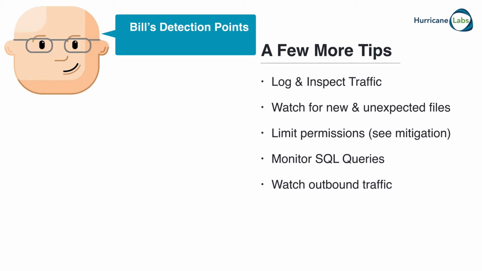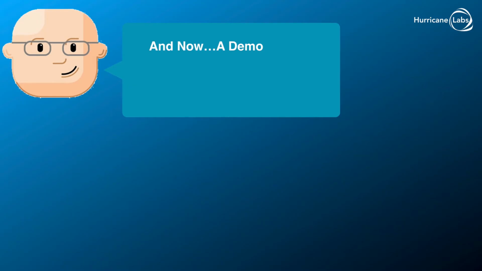And then finally, watch outbound traffic on your web server. The bad guy could be calling home to get more instructions. The shell could just be saying, hey, I'm here, I'm awake. And you're not really expecting that sort of traffic. So you should be able to alert on it. You should be able to deal with it. So now, everyone's favorite time, a demo.